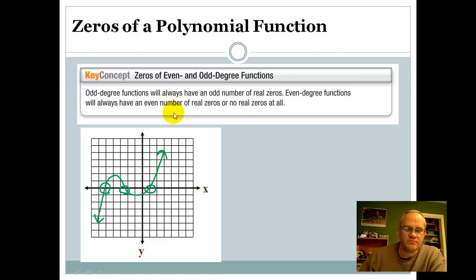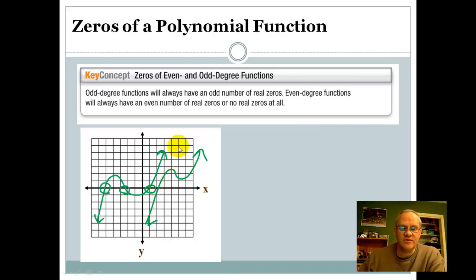And so what they're saying here is just a nice thing to know. Odd degree functions always have an odd number of zeros. So this was a third degree or an odd degree function. It has 3 zeros. It could also have something like that, which would give it 1 zero, which is still odd.